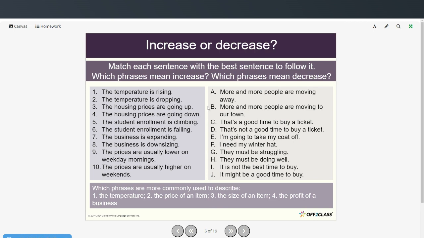All right, so now you're going to match each sentence with the best sentence to follow it. Which phrases mean increase and which ones mean decrease? So again, you can pause the video, try these on your own, and then restart when you're ready to check your answers.